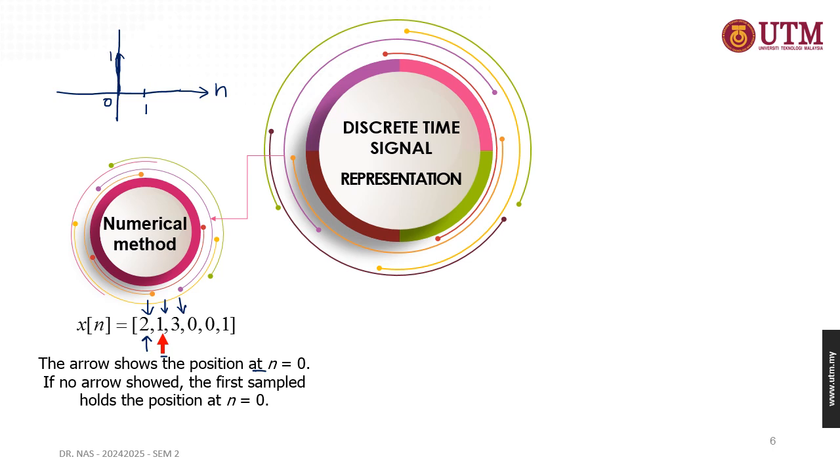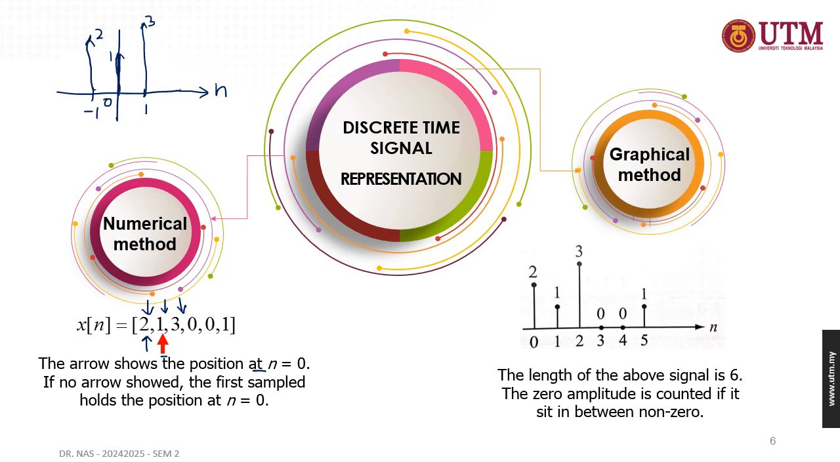So the amplitude is 1 at 0. Then at minus 1, the amplitude is 2. And then next one, at 1, the amplitude is 3, and so on. The second type of representation is by using the graphical method, as in the graph I've shown here.